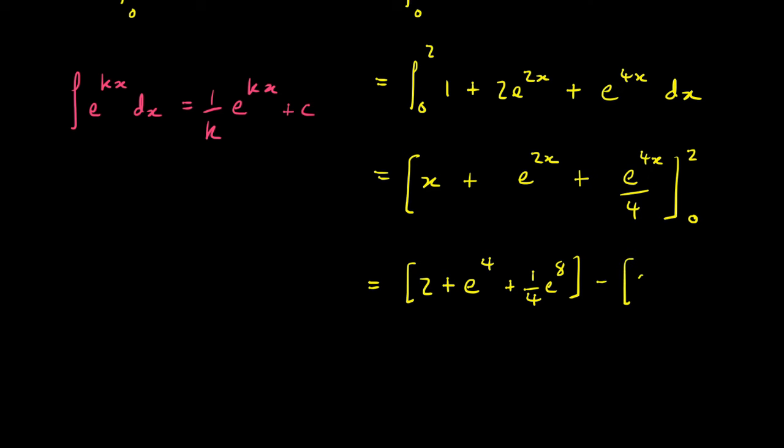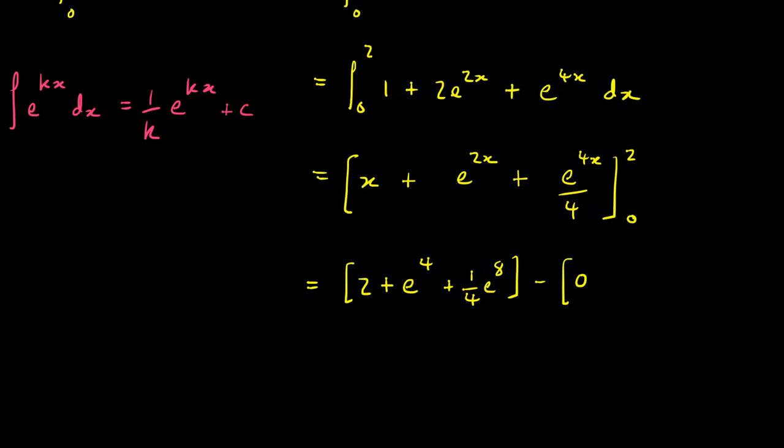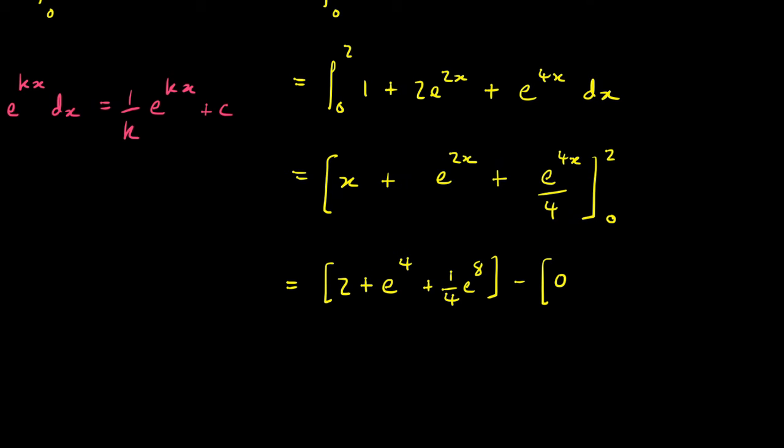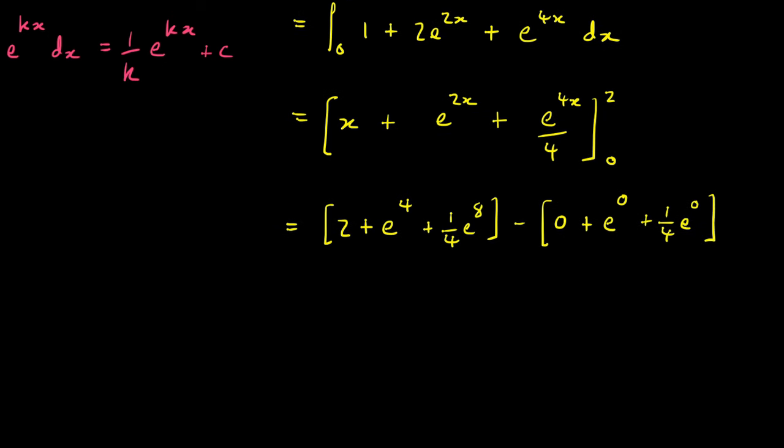So if I substitute in 0 there, I get 0. Skip across to the right a little bit. Then I've got e to the power of 0 plus a quarter e to the power of 0. Now, what is e to the power of 0? E to the power of 0 is 1, because anything to the power of 0 is 1. So here I've got 2 plus e to the 4 minus a quarter e to the power of 8 minus 1 plus a quarter.